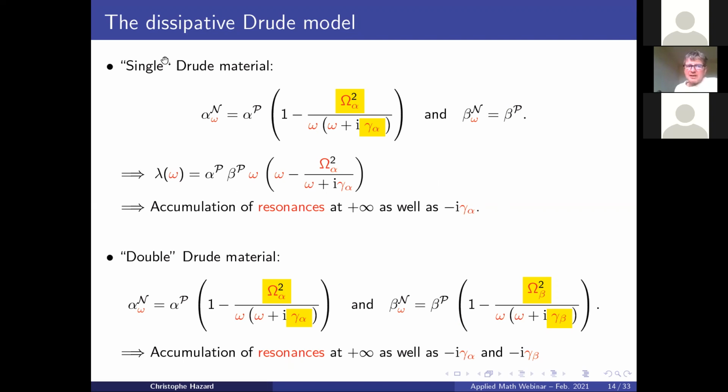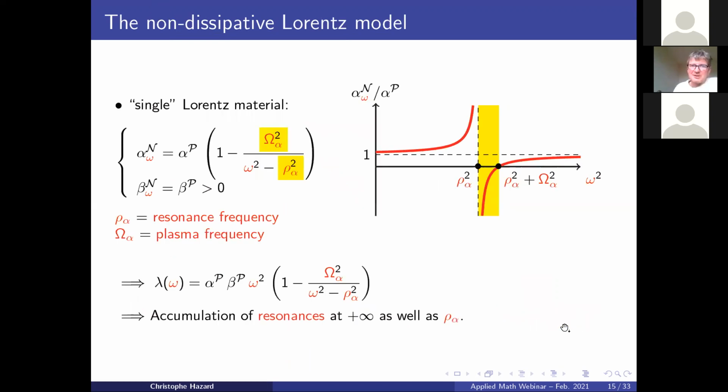Okay, in the case of a double Drude material, a double dissipative Drude material, if alpha and beta are given by similar laws here, I will obtain accumulation at both poles, of course. And so on and so on. I just give some other model, which is often called the Lorentz model.